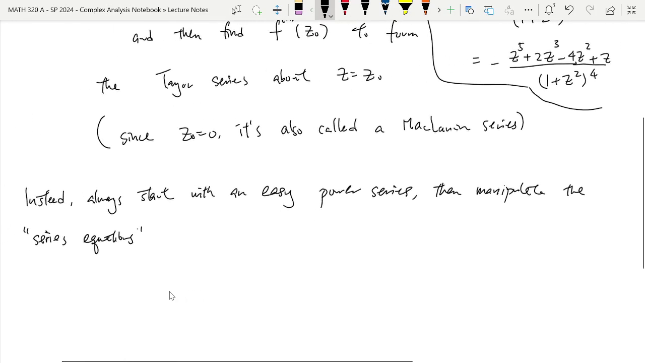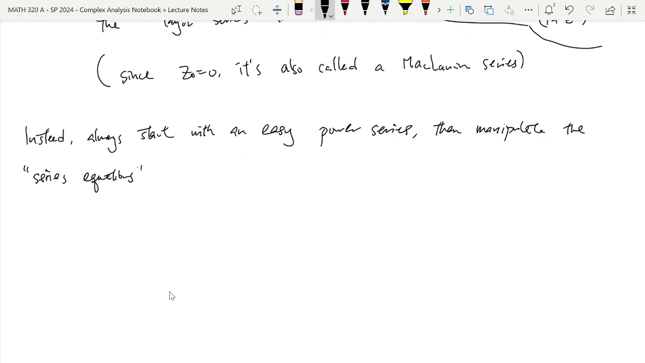So what is an easy series? An easy series is the geometric series. Okay, so let's look at this. 1 over 1 minus z. Anybody who can tell me immediately what this is? This will be critical for your next homework and quiz. I think that's the last one. 1 over 1 minus z. This is one series that you need to memorize. What's the answer?